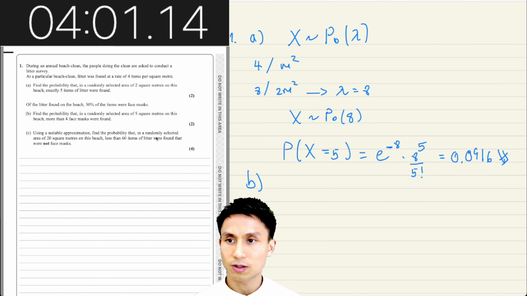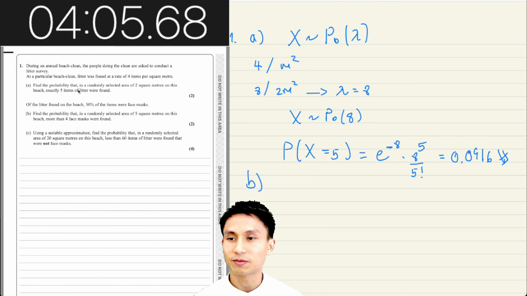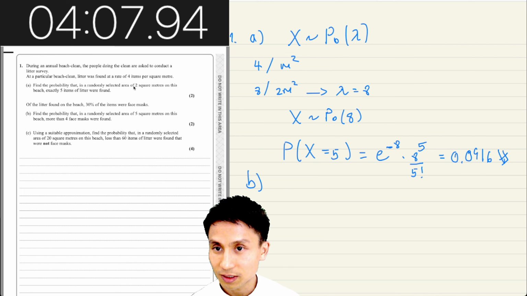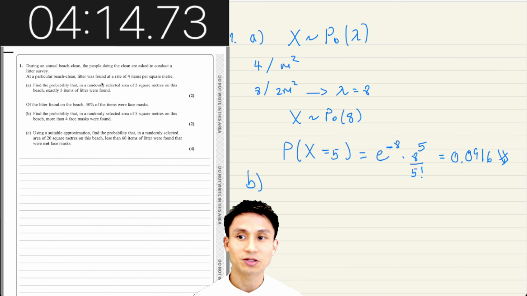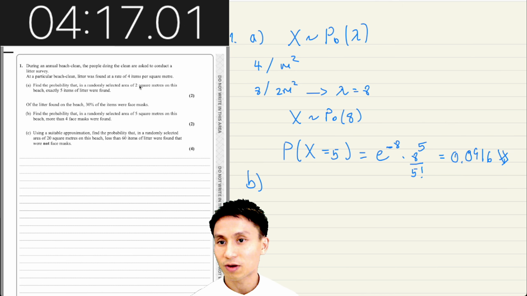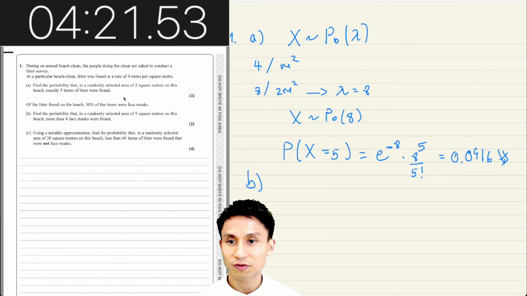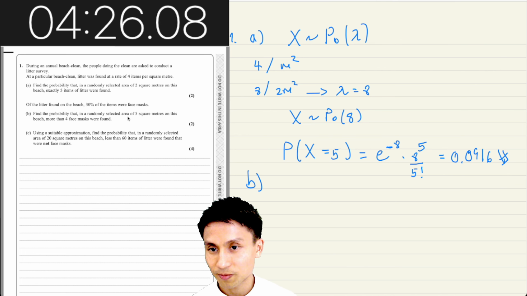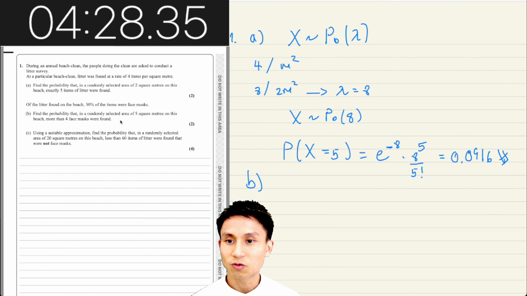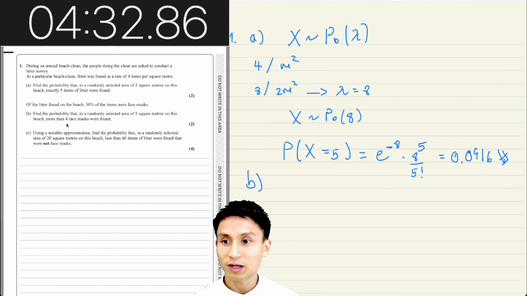Right. Okay. So it's like using Poisson as a binomial this time. Because in a given area, you have a Poisson distribution to find litter. Litter is just garbage, basically. And then 30% of the garbage found will be face masks. So in a randomly selected area of 5 square meters, there'll be more than 4 face masks.